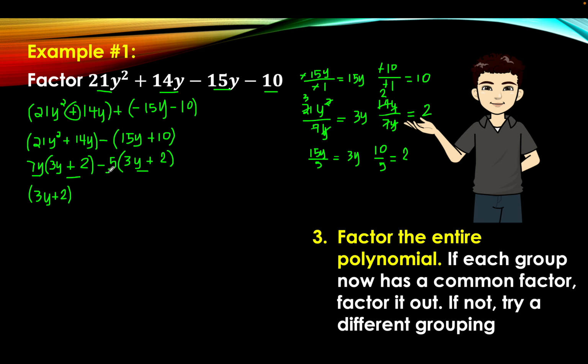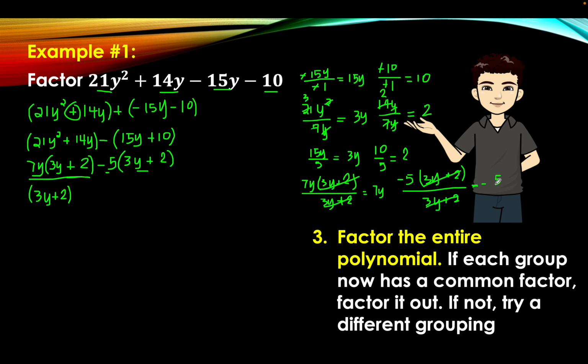In this case, we have 7y times the quantity 3y plus 2, and the GCF is 3y plus 2. That means we're going to divide this whole term by 3y plus 2, and 3y plus 2 over 3y plus 2 will be cancelled out. Thus, we have 7y. And we have here negative 5 times the quantity 3y plus 2 over 3y plus 2, and this will be cancelled out, and this is equal to negative 5.